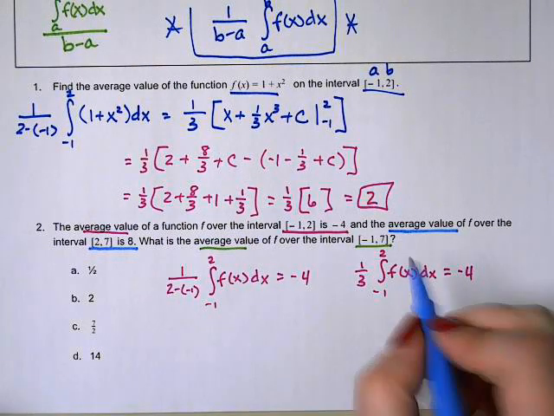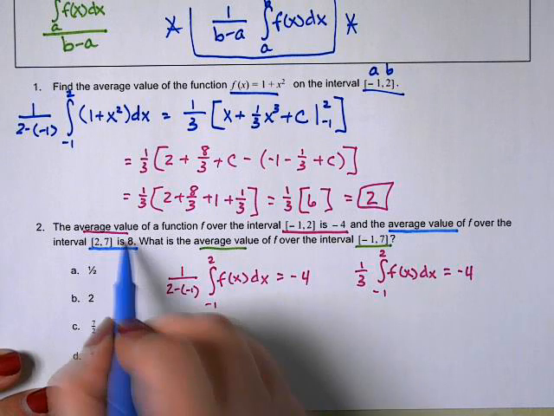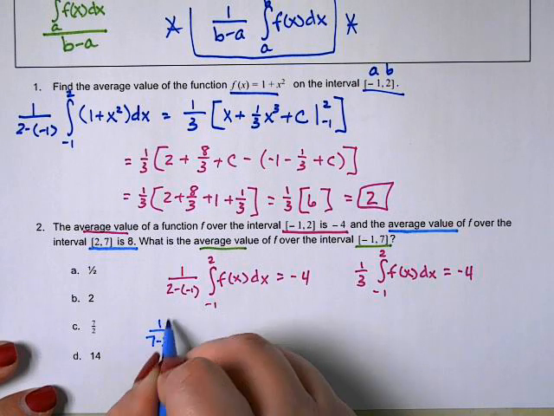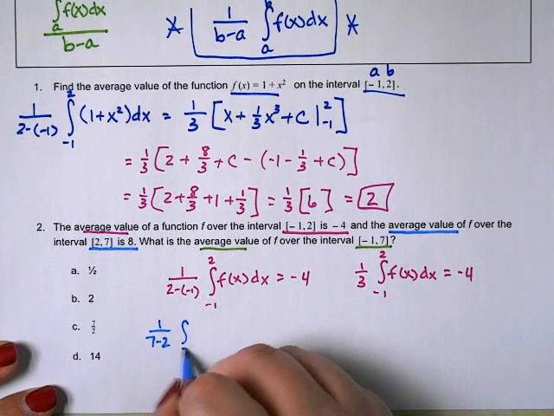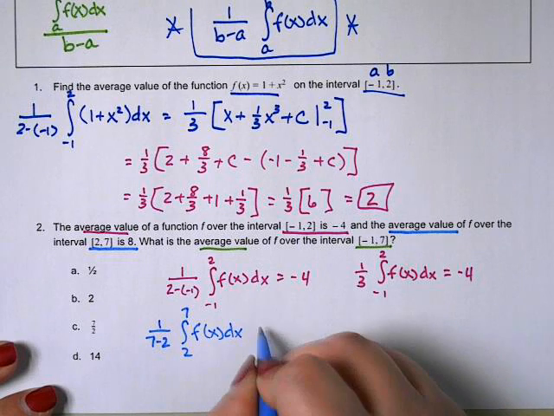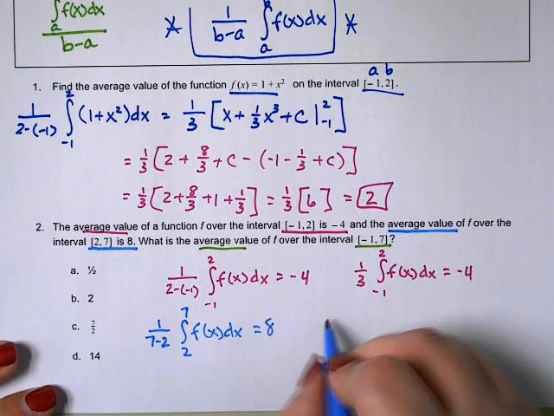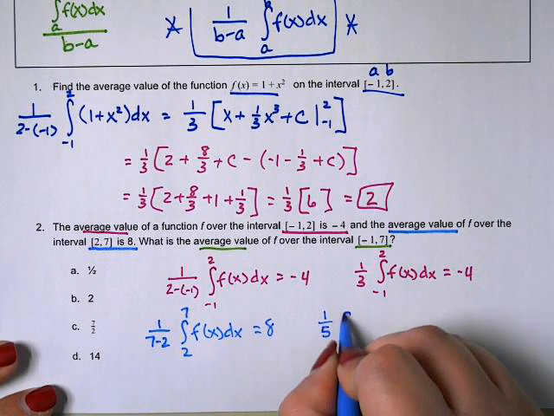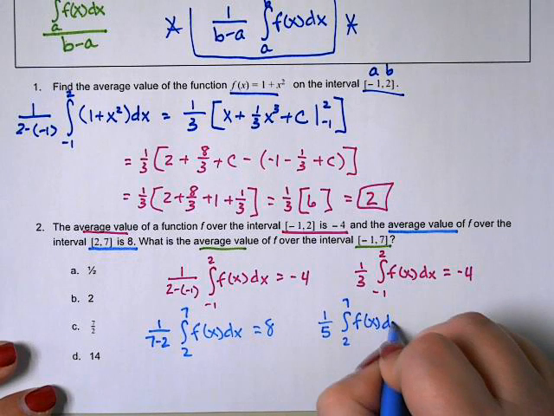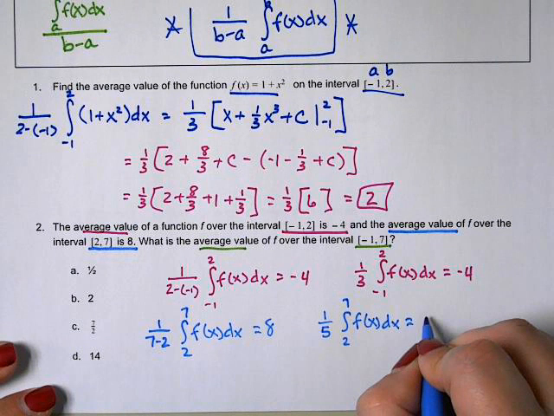The second piece says the average value from 2 to 7 is 8. So the average value is 1 over 7 minus 2 times the integral from 2 to 7 of f of x dx, and that's equal to 8. So that means 1 over 5 times the integral from 2 to 7 of f of x dx is equal to 8.